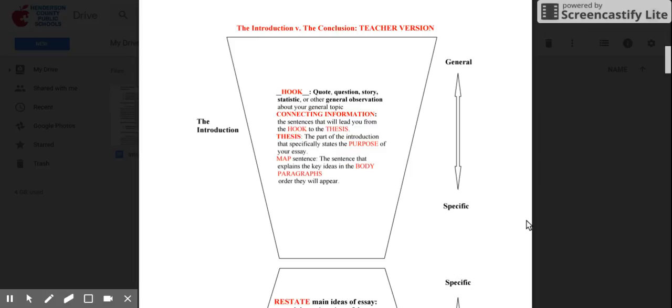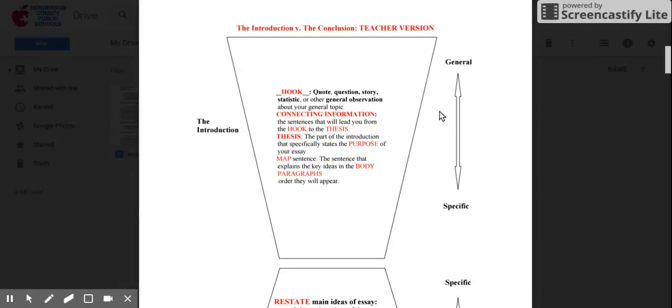Hey guys, today we're going to look at how to write a good introduction and a good conclusion. You'll be able to find this document on Google Classroom, and please reference it when you're writing your introduction and conclusion.